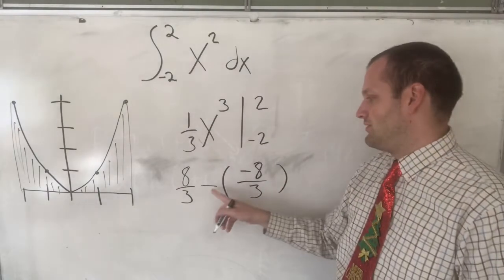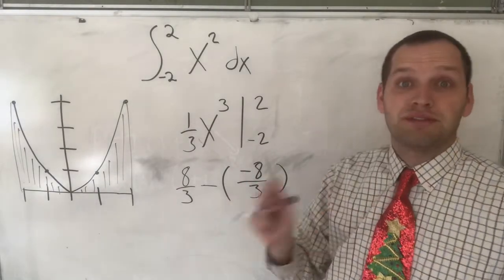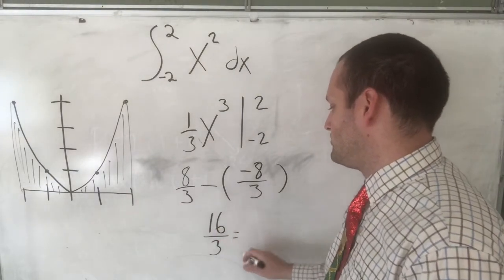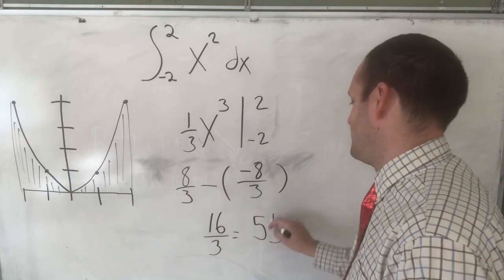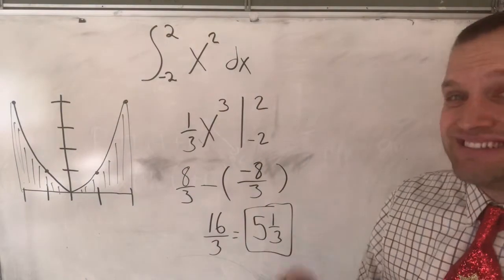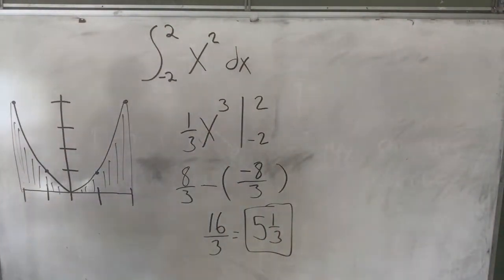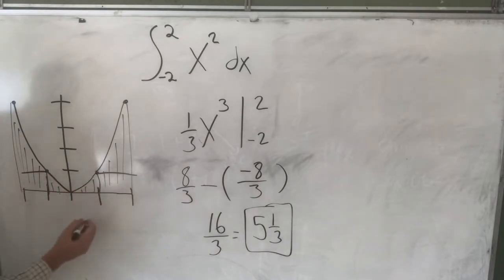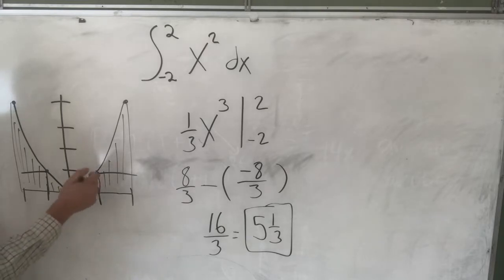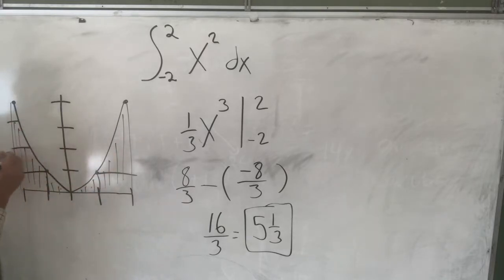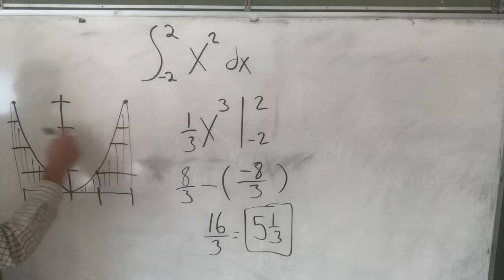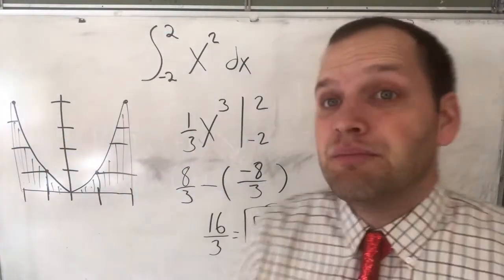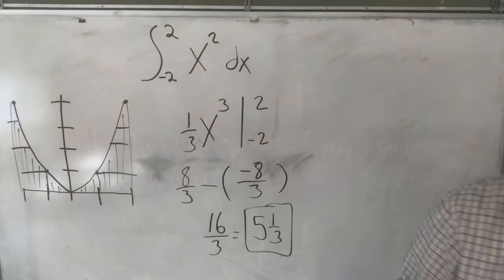All right, well, what's 8/3 minus -8/3? Well, that's the same as adding. This is going to work out to be 16/3, which is 5 1/3. That is the exact area under this curve. Exact, okay? If you look, you have 1 there, 2, that's about 3, maybe 4, 5, and 6. If you're using the trapezoidal rule, you're not going to get very close. But using this method, we get the exact value of the area under the curve.